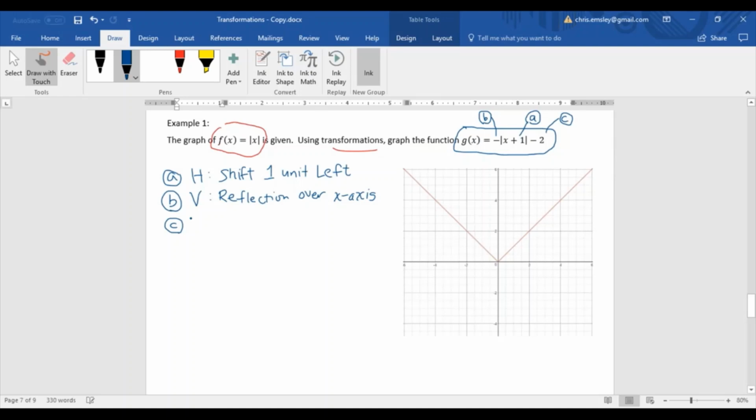The last transformation that we want to look at is that minus 2 at the end. Again, since it's outside the absolute value, that means it is a vertical change. It's addition or subtraction of a constant, so that means it is a shift. And again, the vertical ones make sense. Since it's minus 2, that means our whole graph is going to go down by 2 units.